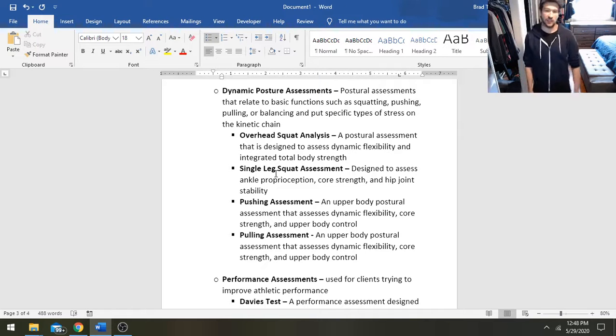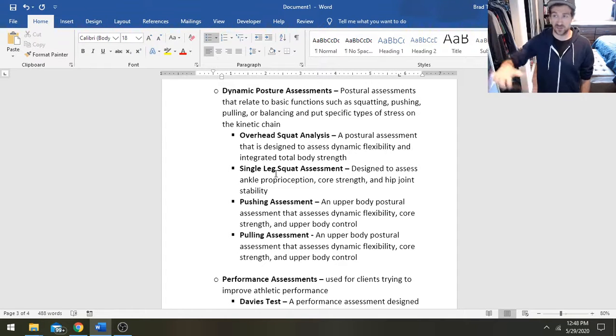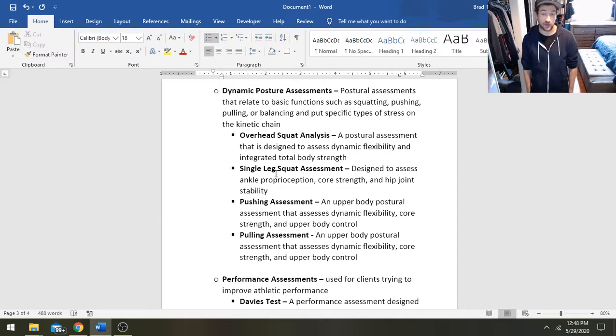So as they are single leg squatting, if their knee caves in, it's going to mean the exact same thing as their knees caving in during the overhead squat. We're also going to look at pushing and pulling assessments, which are essentially the same assessment because they are the same joint action, but they're performed from different directions.